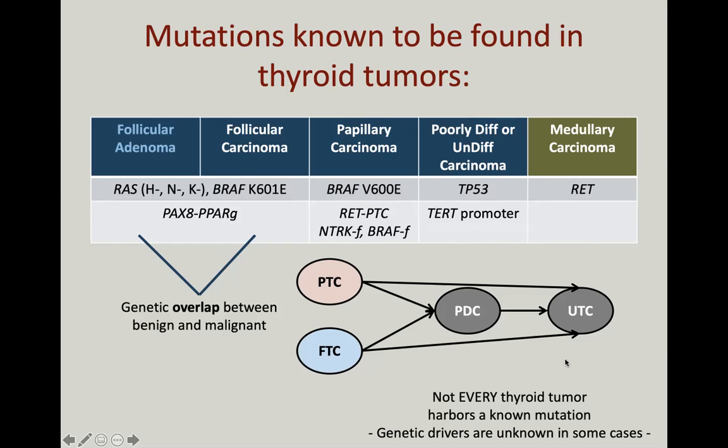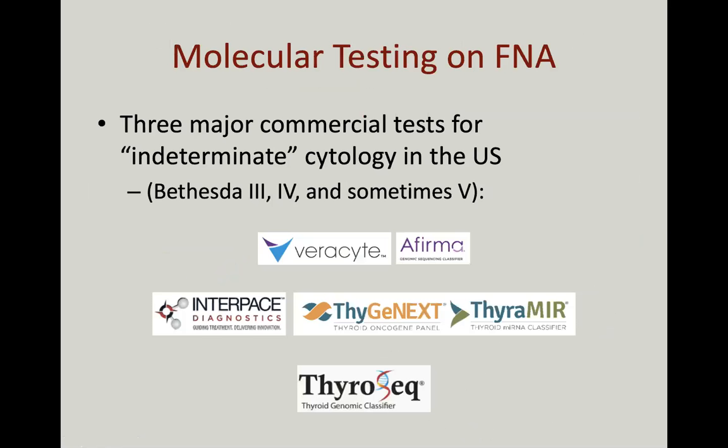So I wanted to remind you of this because finding one of these mutations on preoperative FNA molecular testing will be helpful for determining final treatment surgically in these patients. But unfortunately, not every thyroid tumor has a known mutation. Sometimes we can't really find genetic drivers in these cases, so we keep looking. We're always in a continuous search for these genetic drivers. So how do we deal with these molecular findings if they're found on FNA?